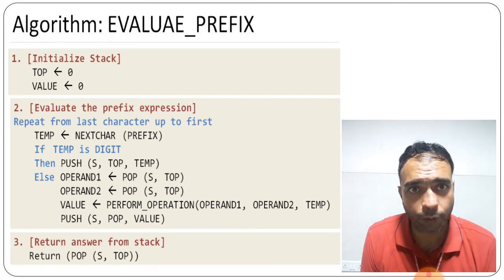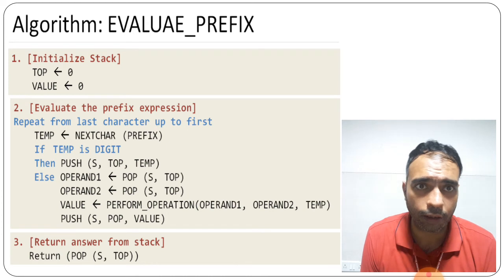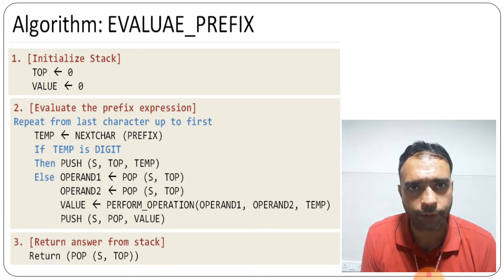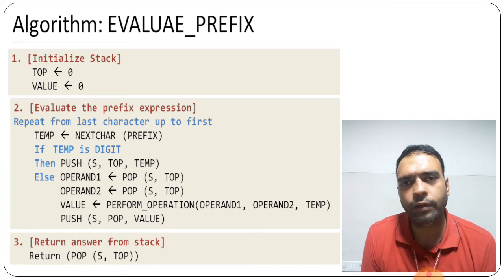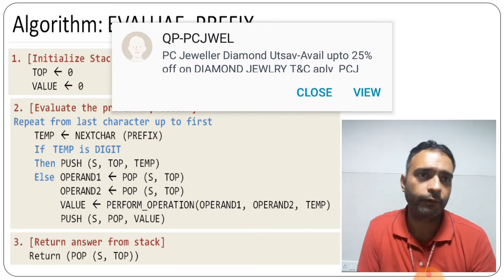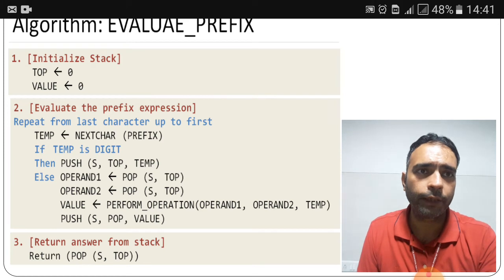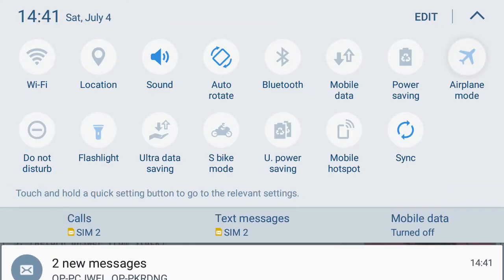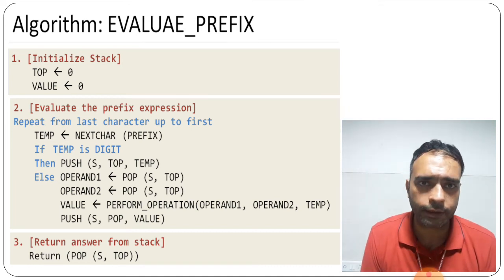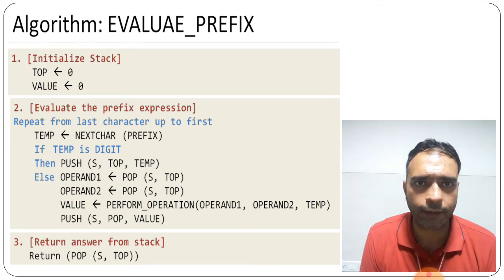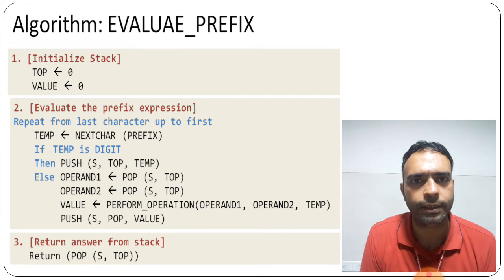And now we have to repeat from the last character up to the first. From the last character we have to start, and up to the first we have to go, as the digits are at the right side, so we have to go from right to left. So temporary will be given by this next character, that is, the first character we will check from the right side, and now we have to check whether it is a digit or not.